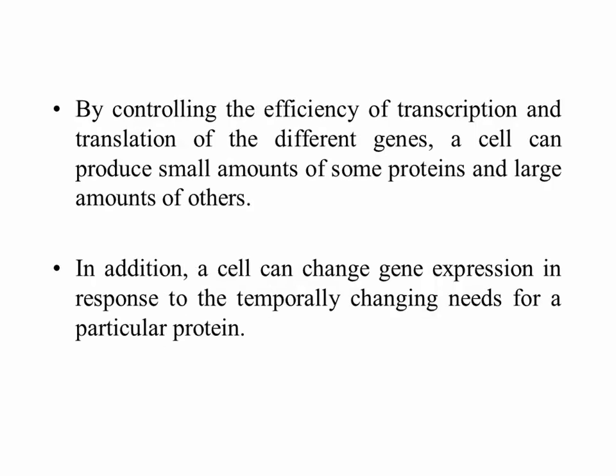So by controlling the efficiency of transcription and translation of the different genes, a cell can produce small amounts of some proteins and large amounts of others, because the cell doesn't need the same amount of each protein. For example, if it's a red blood cell, it needs hemoglobin.